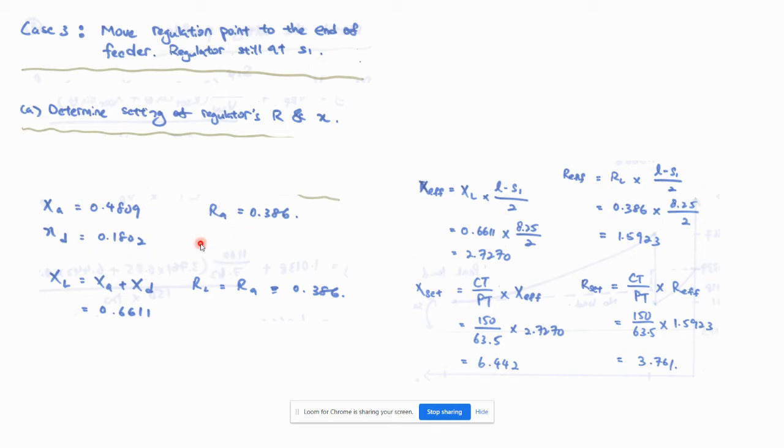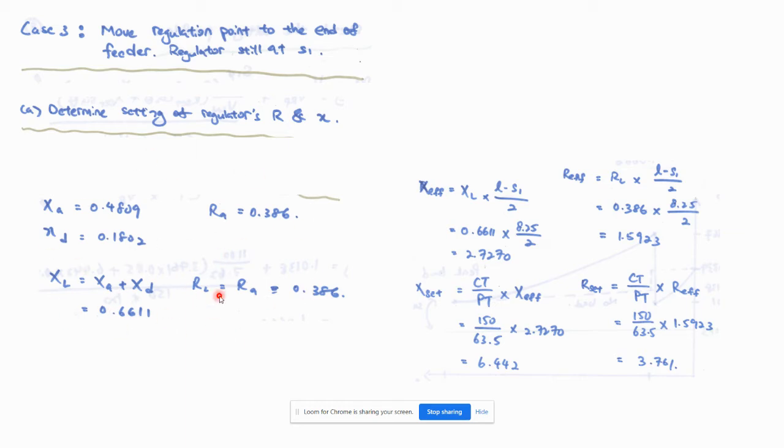All right, and then these three pieces of information are not enough for us, right? We need to obtain essentially the line resistance and also the line inductance. Okay, notice here I put RL and XL, right? Because we only have one type of resistance, RL is equal to RA, which is 0.386. But not the XL, the inductance. We have to get the total line inductance, which is this plus this. So XA plus XD equals 0.6611.